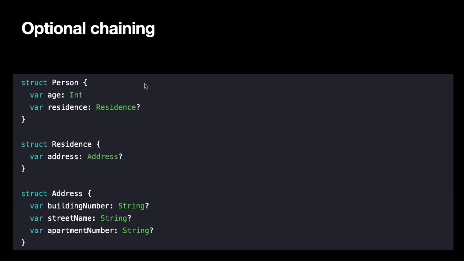Here we have three structs with optional properties. A person might have a residence, a residence might have an address, and an address might have a building number, it might have a street name, and it might have an apartment number. So we have lots of optionals in this data structure.